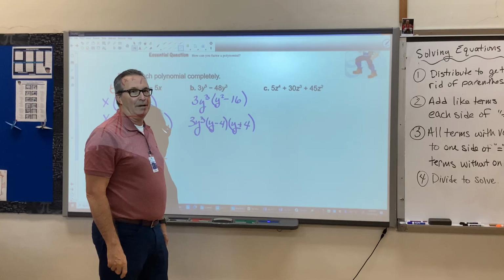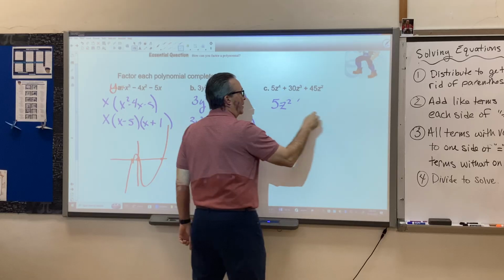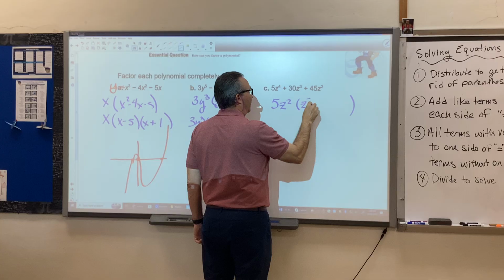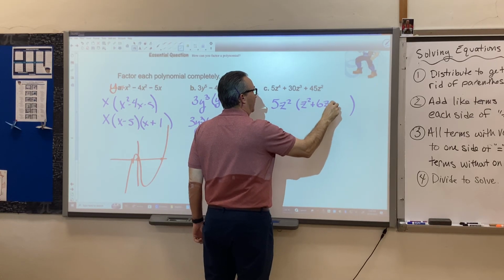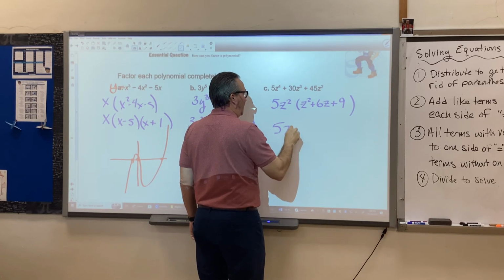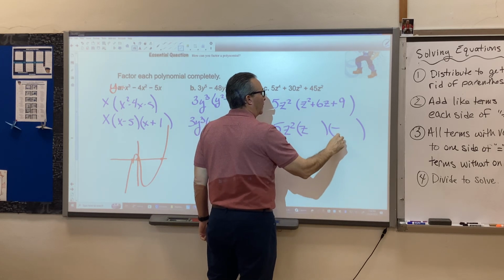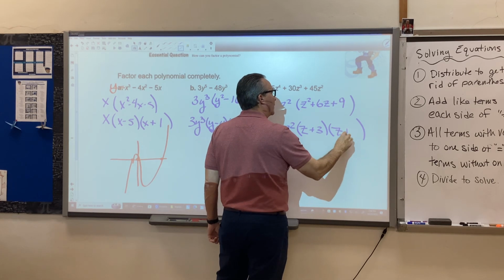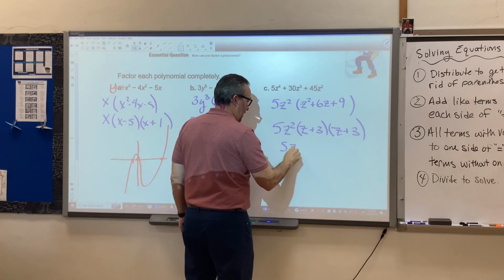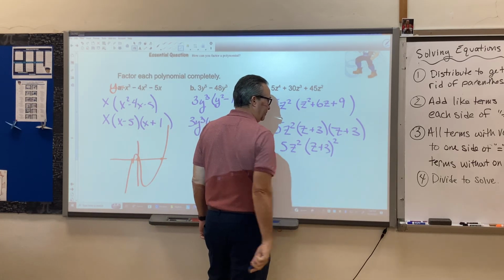Amelia, what can I take out of all three of these? 5z squared. What's left after I take 5z squared out? Z squared plus 6z plus 9. Does that factor? What's it factor into? Z plus 3 and z plus 3. Good. Which you can write as 5z squared times z plus 3 squared.